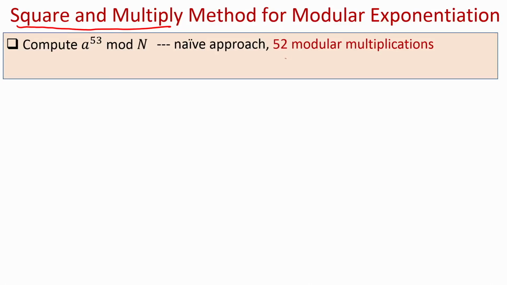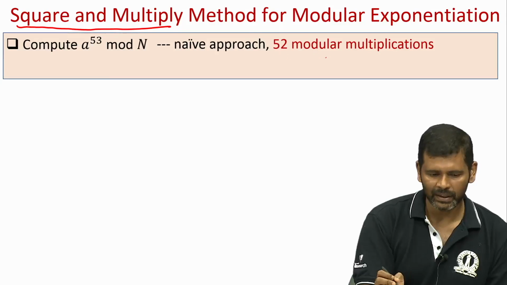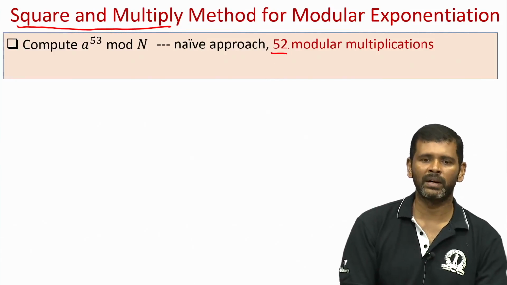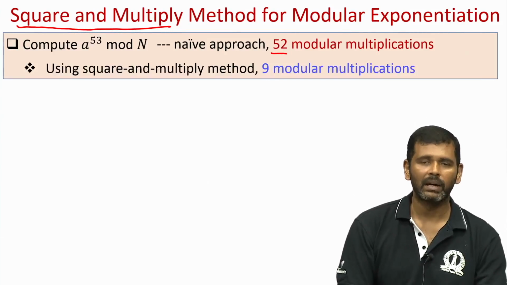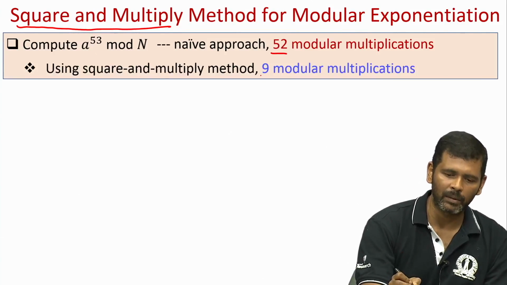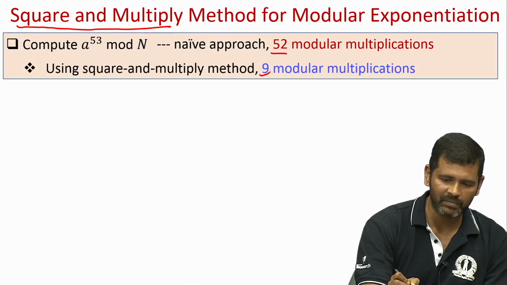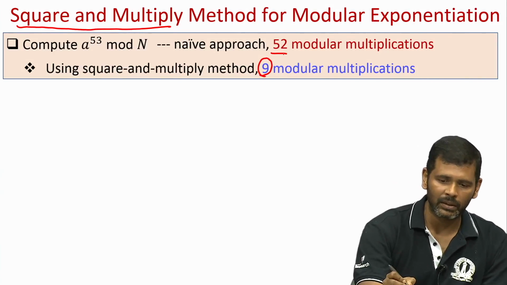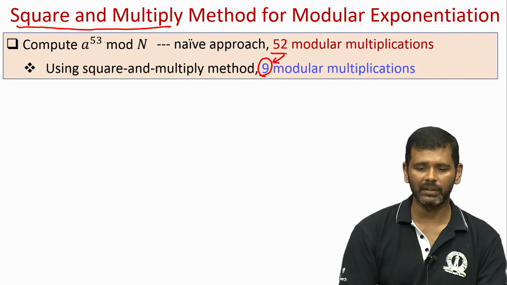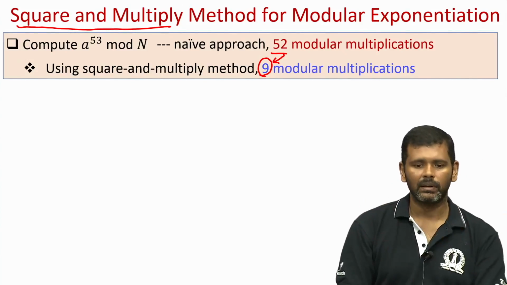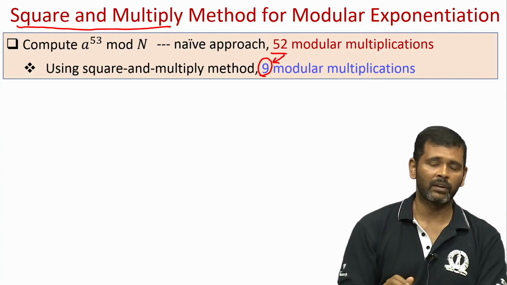The naive approach will be you multiply a to itself and then take mod n, and then again you multiply the result with a and then again take mod. That means you perform 52 modular multiplications, that will be the naive approach. I am saying do not do that. Using the square and multiply method, we will see how to compute a to the power 53 modulo n with just 9 modular multiplications. So, you can see the drop from 52 multiplications, I have brought it down to 9. So, you can imagine the level by which it drops when n is an enormously large value.